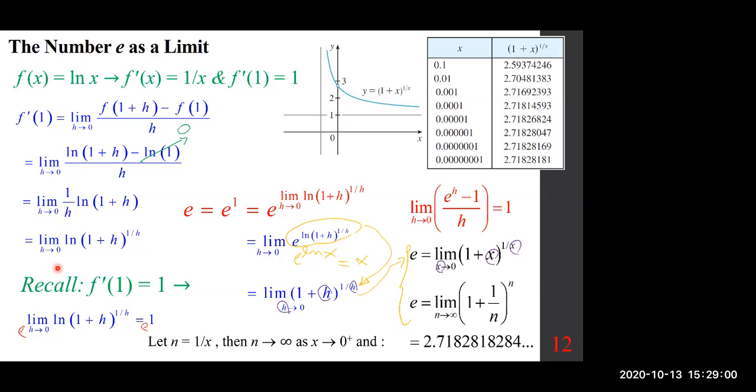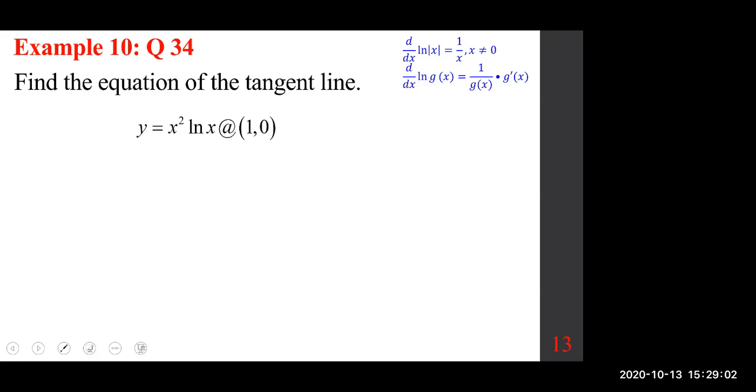We are going to go to the next example. We are interested in finding the equation of a tangent line. The good old equation of a tangent line needs two things: a point, and the slope.